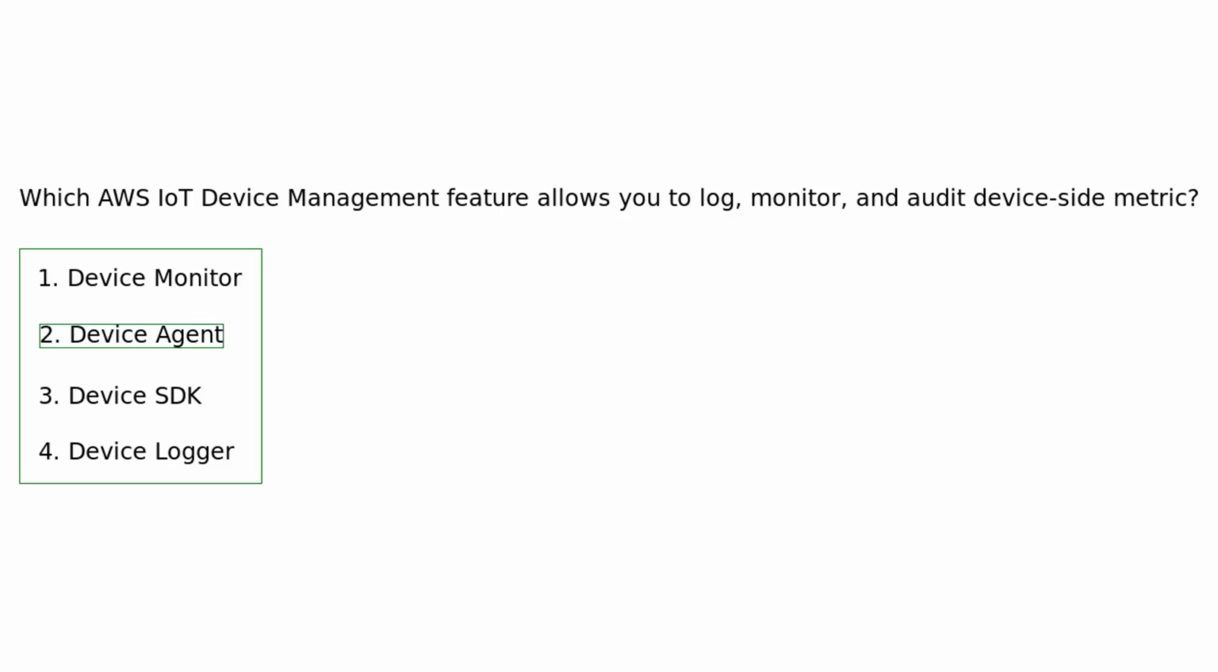AWS IoT Device Management does not have a specific feature called Device Agent, Device SDK, Device Logger, or Device Monitor for logging, monitoring, and auditing device-side metrics. Instead, these functions are typically handled by AWS IoT Device Defender and AWS IoT Core's logging and monitoring capabilities integrated with services like Amazon CloudWatch.